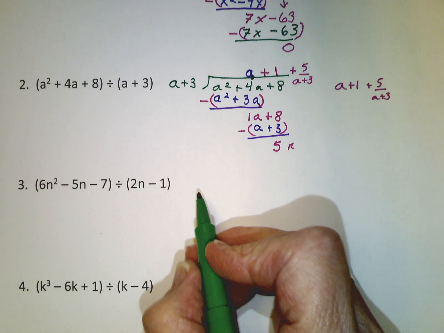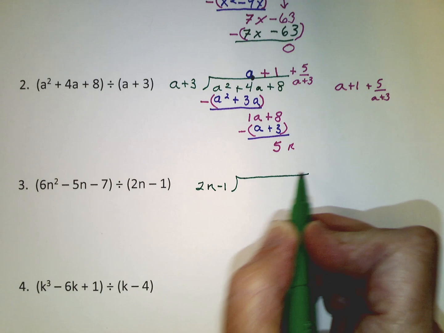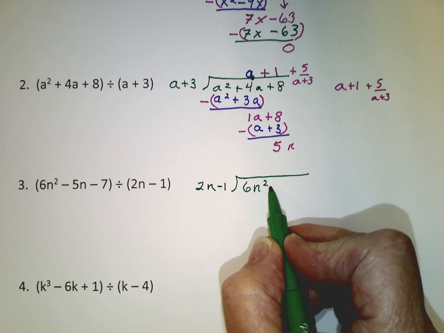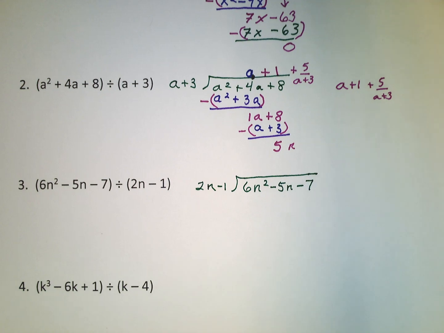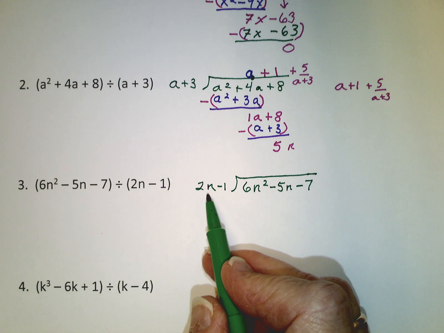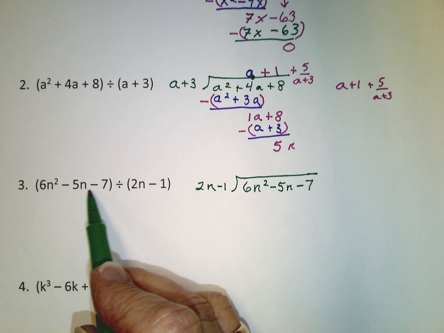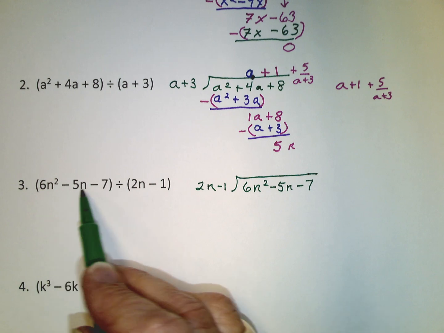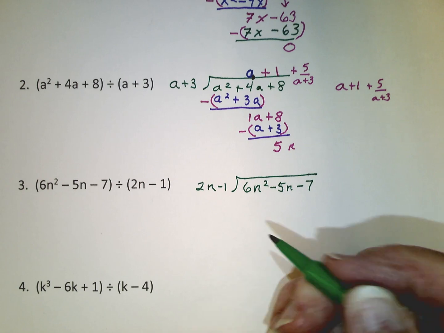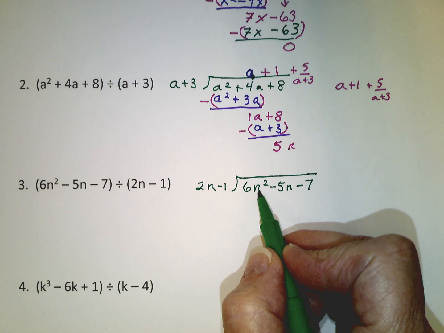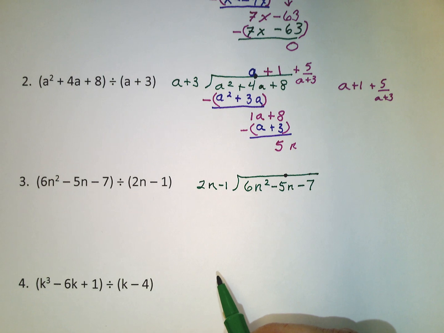Moving on to number 3. Okay, this one's a little different because it's not just starting off with one n, we got two n's. And they're in the right order, and we're not missing any terms. We'll just go. It's all right. Two terms won't go into one term. We're going to have to take these two terms into these two terms. Our answer is going to go above the negative 5n.